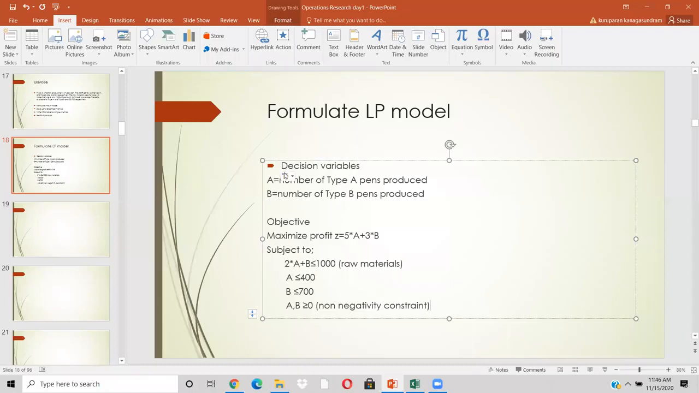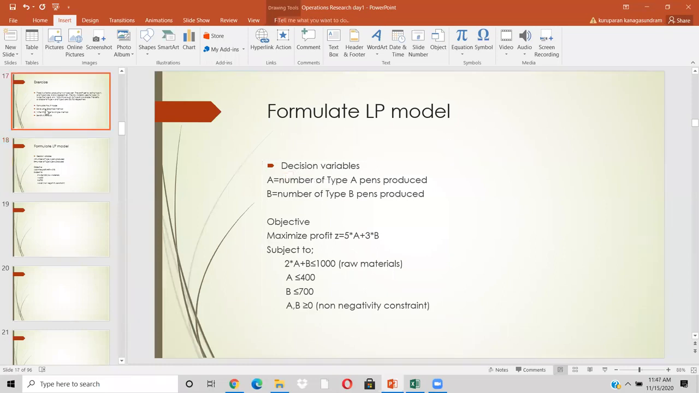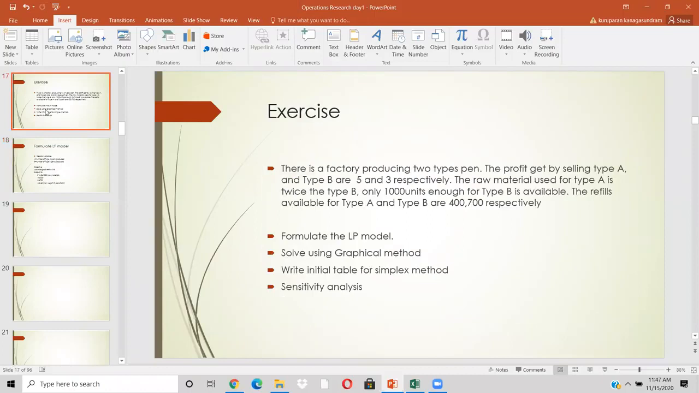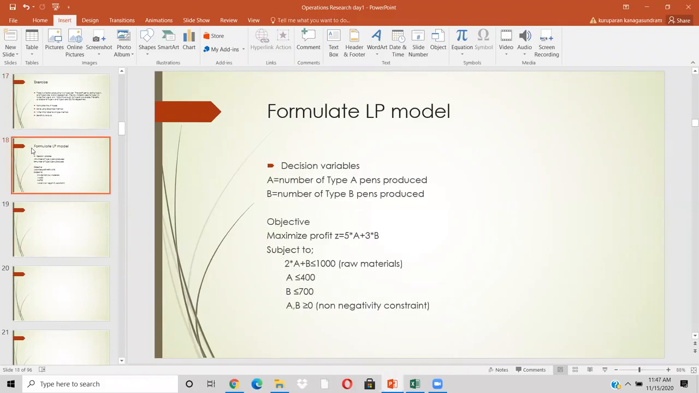We have to first find the decision variables and you have to write the objective function. Thereafter, you have to write the constraints. Okay. Next, solve using graphical method. Okay. First, we will go to the question.